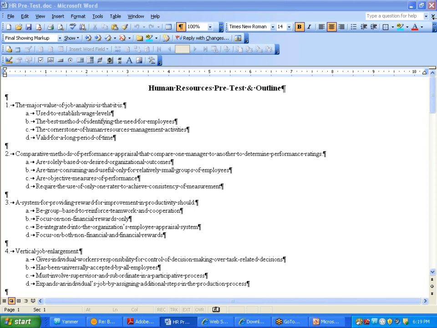Vertical job enlargement. A, gives individual workers responsibility for control of decision-making over task-related decisions. B, has been universally accepted by all employees. C, must involve supervisor and subordinate in a participative process. D, expands an individual's job by assigning additional steps in the production process. B is definitely out. All is just too big of a word, so I eliminated that. C doesn't appeal to me as an answer for whatever reason, just my gut saying that. I like D and I like A, but I'm going to go with A.